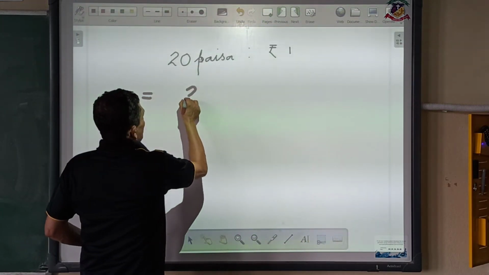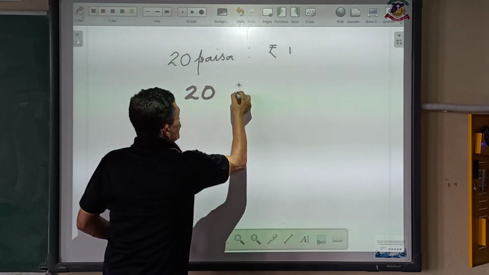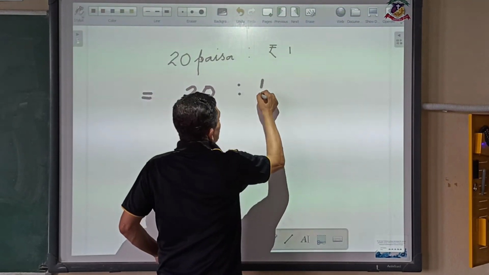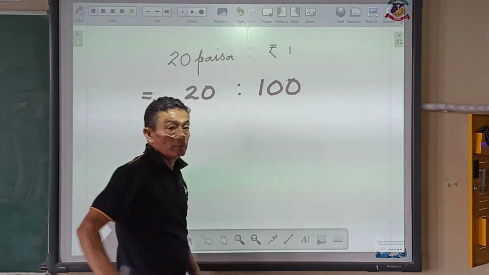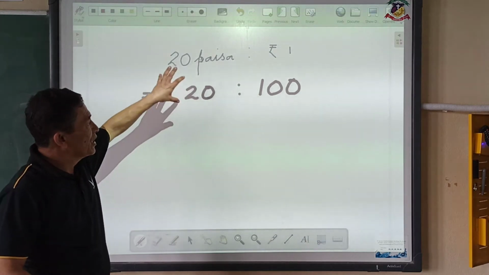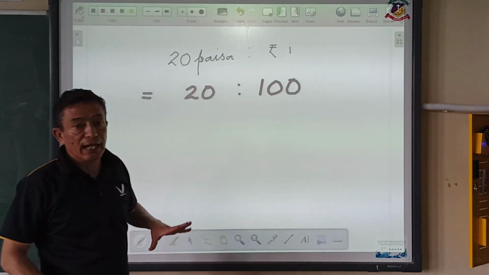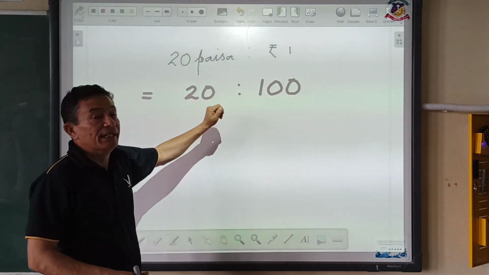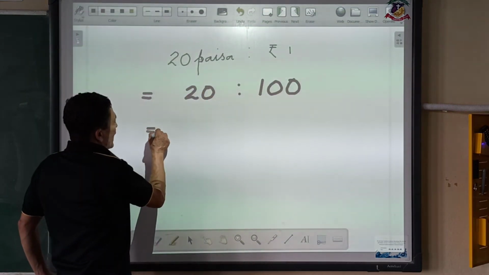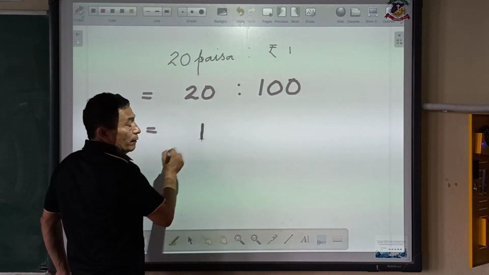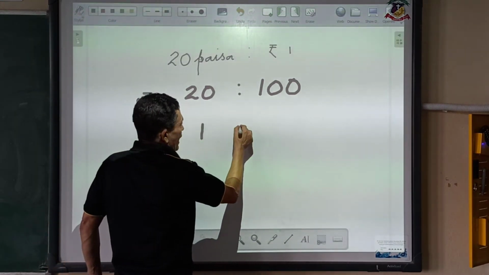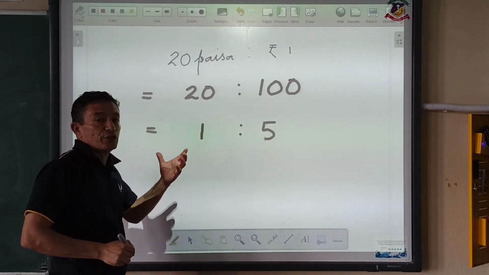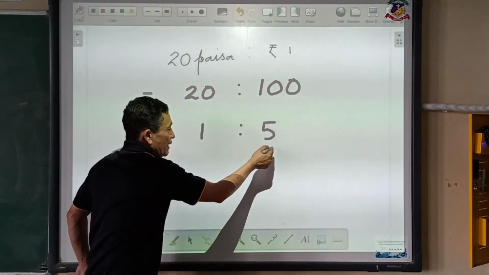So I can convert this. I'll leave this 20 paisa as it is, and rupees 1, if I convert it into paisa, becomes 100 paisa. So now my ratio is 20 is to 100. I don't have to talk in terms of units. Both of them can be divided by 20, so I can make it smaller. 1 twenty is 20, so 1 is to 5 twenties are 100. So I can write the ratio as 1 is to 5.